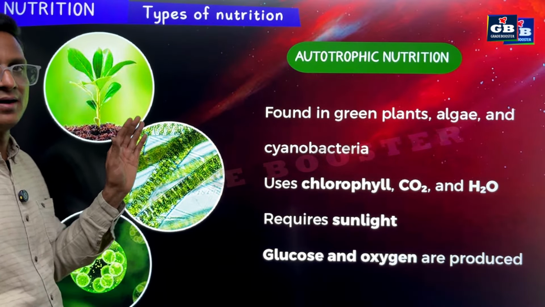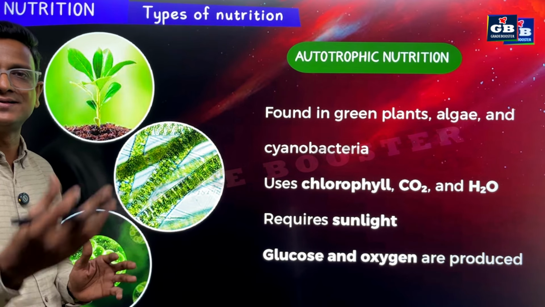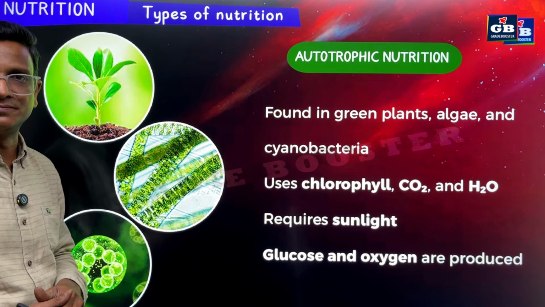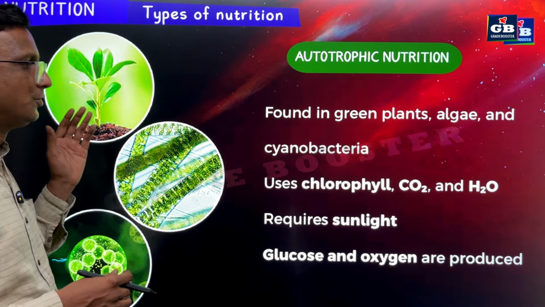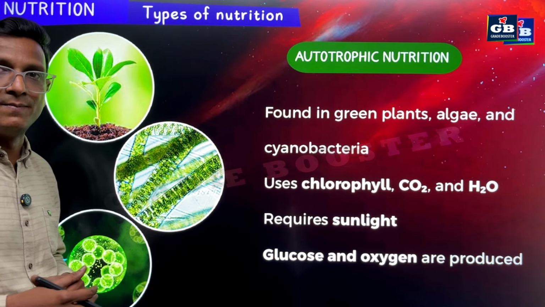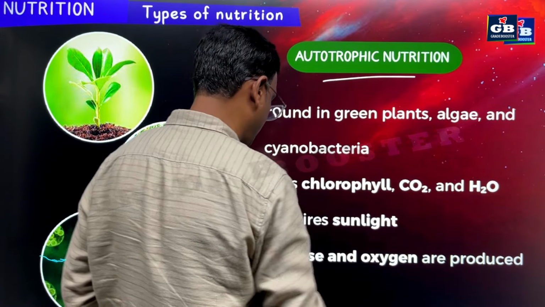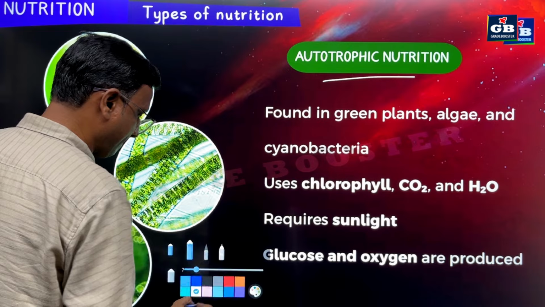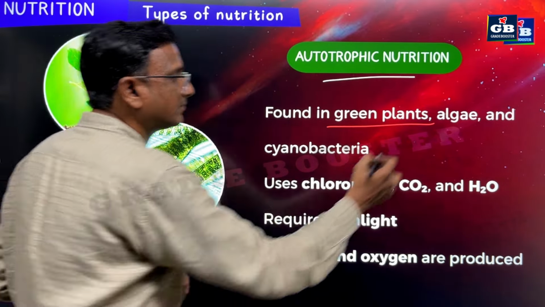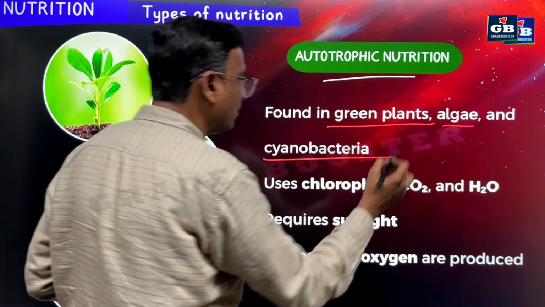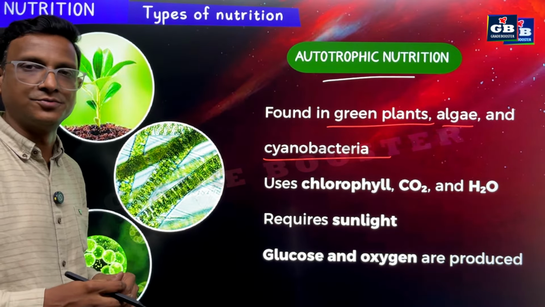So this is autotrophic nutrition. First, let us talk about autotrophic nutrition. Then we can discuss heterotrophic nutrition. In autotrophic nutrition, you can see a plant, algae and cyanobacteria. So this autotrophic nutrition is found in green plants, algae and cyanobacteria. These are the examples of autotrophic nutrition.